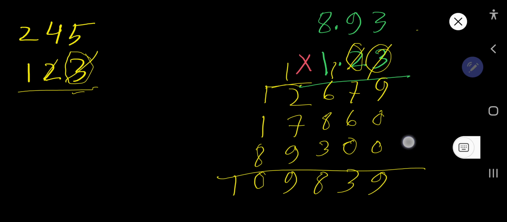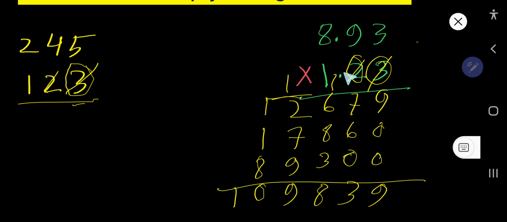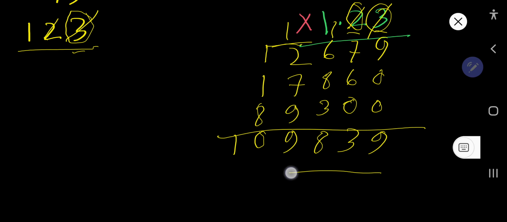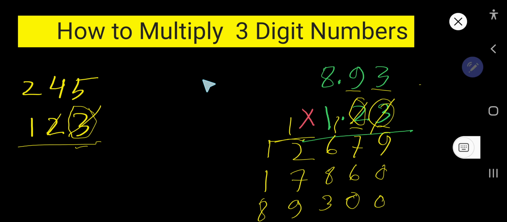So now at last you need to place the decimal point in the answer. After the decimal, here we are getting 1 digit, 2 digits, here 3, 4. So 1, 2, 3, 4. Right, you need to start from right to left, and you need to place the decimal after the 4th digit. So this is the answer, right? I hope, believe, and expect that now you know how to multiply 3-digit numbers easily.